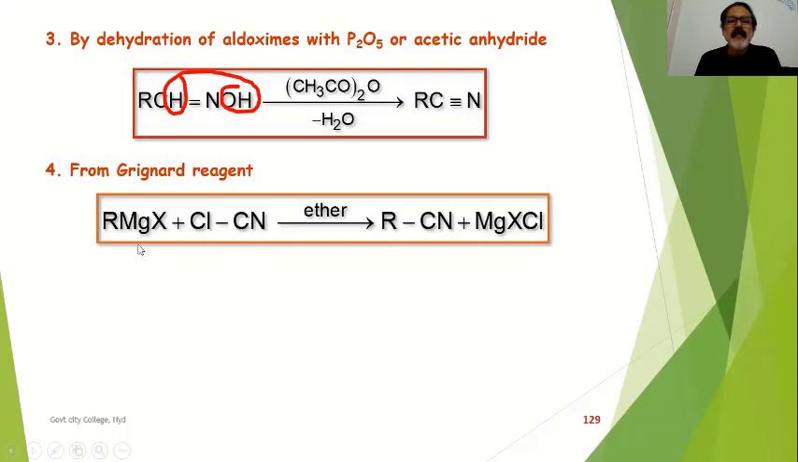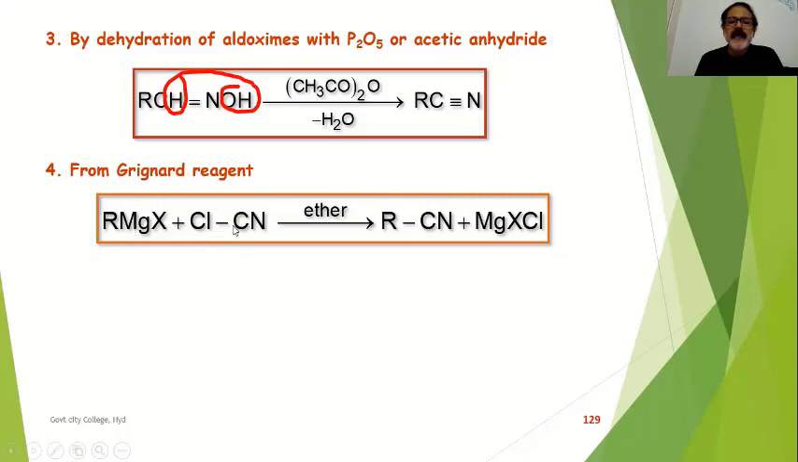So this Grignard reagent will react with halocyanides. When they react, the alkyl group with its negative charge will come and sit on the cyanide, and magnesium will leave as a magnesium salt. You will get cyanides. This is also a best method for preparation of cyanides, and it is asked in examination because it is a name reaction.